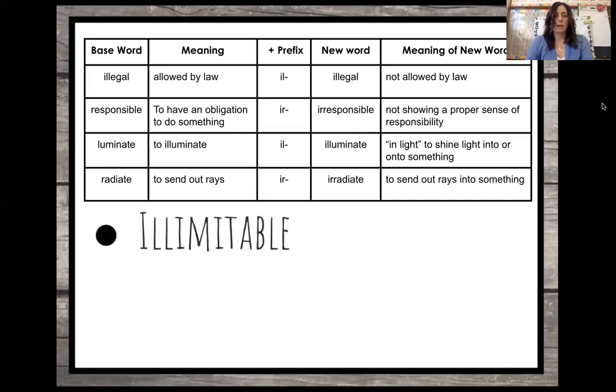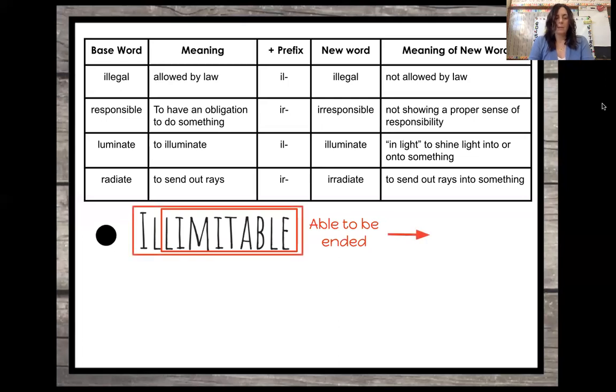Okay, so let's see if we can use this knowledge to figure out the meaning of some other words. Here we have the word illimitable, and the ill is the prefix, and the base word is limitable. And we know that limit means the end of something. And when you add able and the word becomes limitable, it means that it's able to be ended. Something is able to have a limit. But when I add the prefix ill to make the full word illimitable, I change the meaning to without a limit or end.